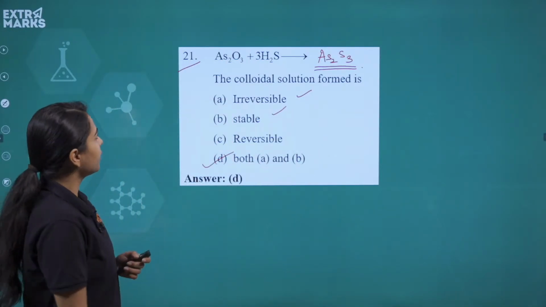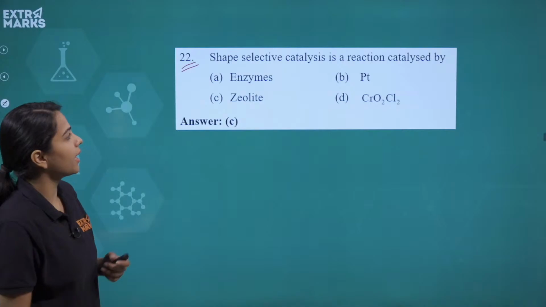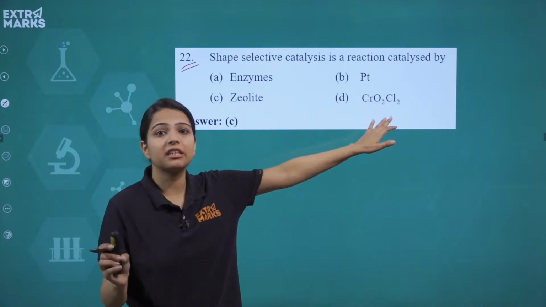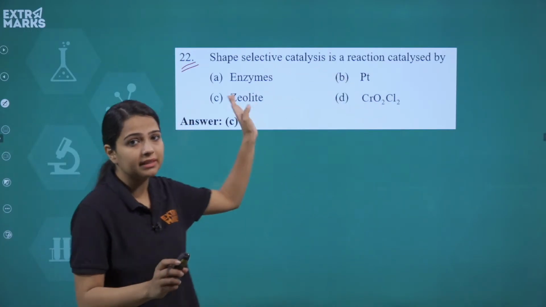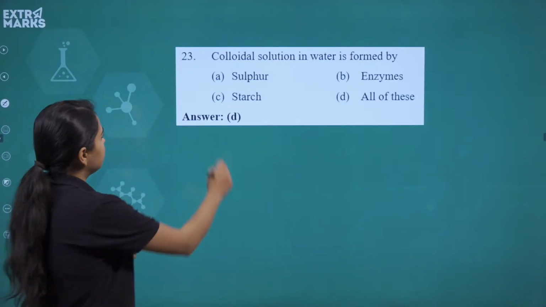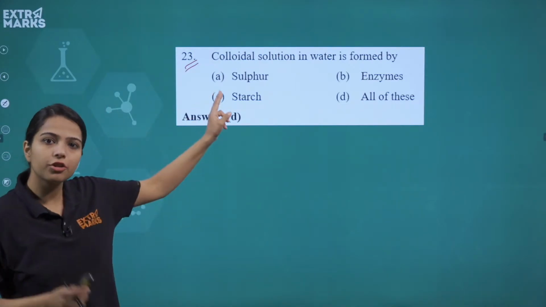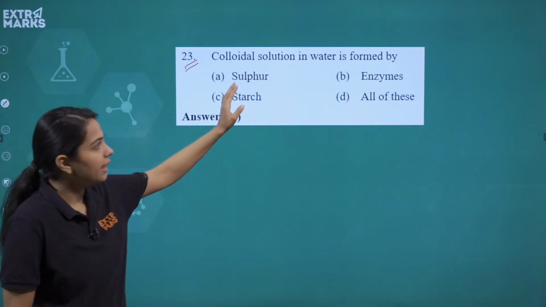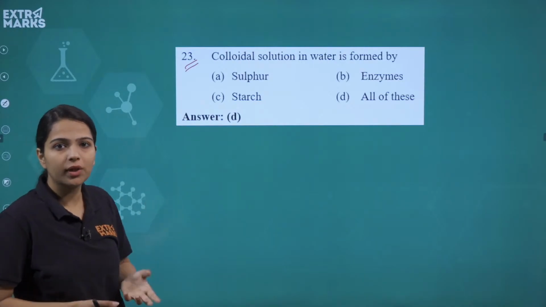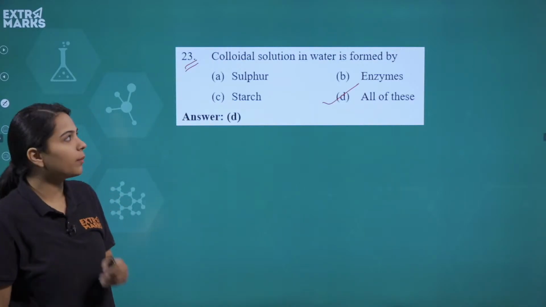Okay, next question 22. Shape selective catalysis is a reaction catalyzed by what? Enzymes, platinum, zeolite or chromyl chloride. Over here shape selective catalysts are basically zeolites. You all know that. So the answer is option C. Next question 23. Colloidal solution in water is formed by which of these? Sulfur sol also forms colloidal particles. Enzymes in water are also in the colloidal range. Then starch in water is also in the colloidal range. So over here the answer is all of these, option D.